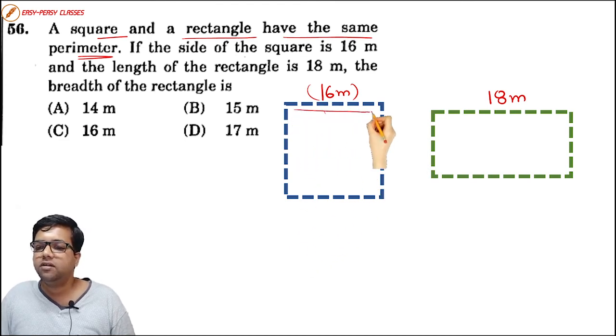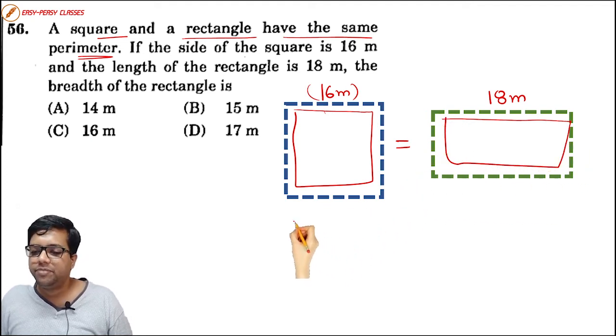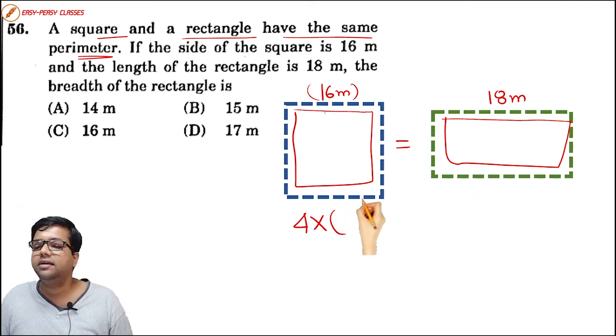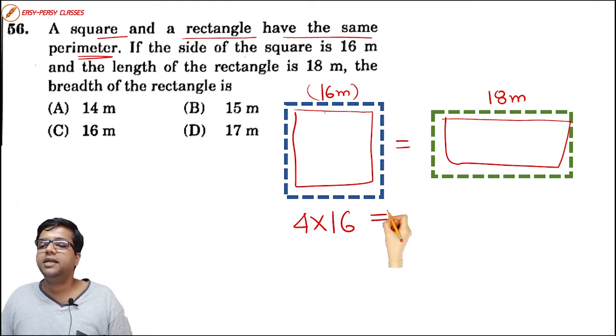The perimeter of the square is equal to the perimeter of the rectangle. That means the formula for perimeter of the square is 4 into the length of the side. What is the length of the side? The length of the side is given as 16 meter. Okay, keep it as it is.